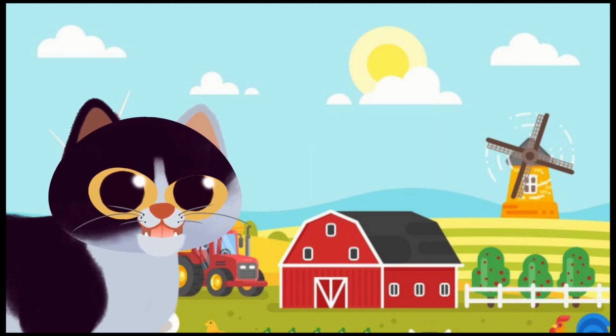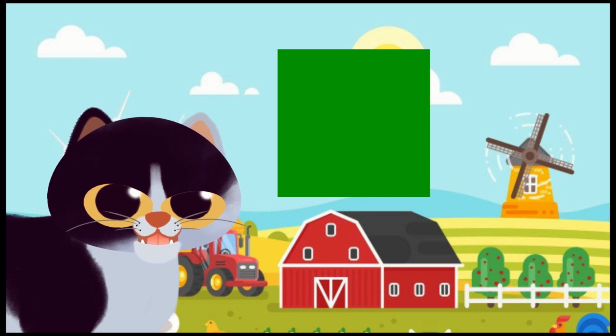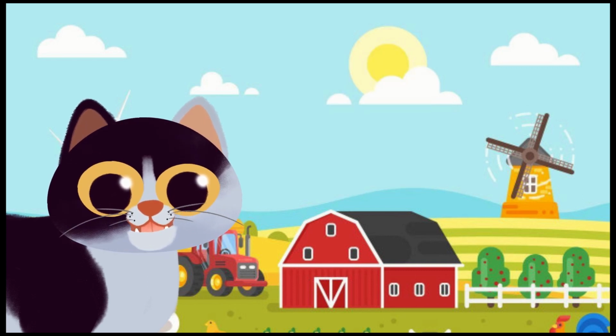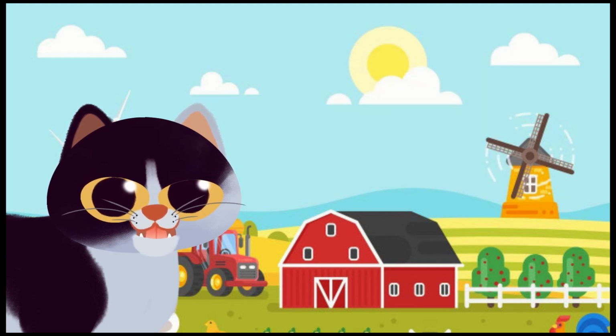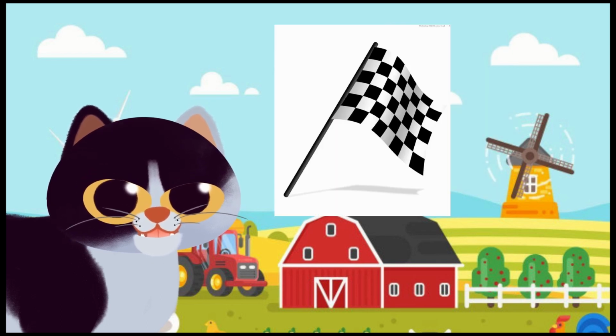A square has 4 equal sides. The examples of square shapes are a chessboard and a racing flag.